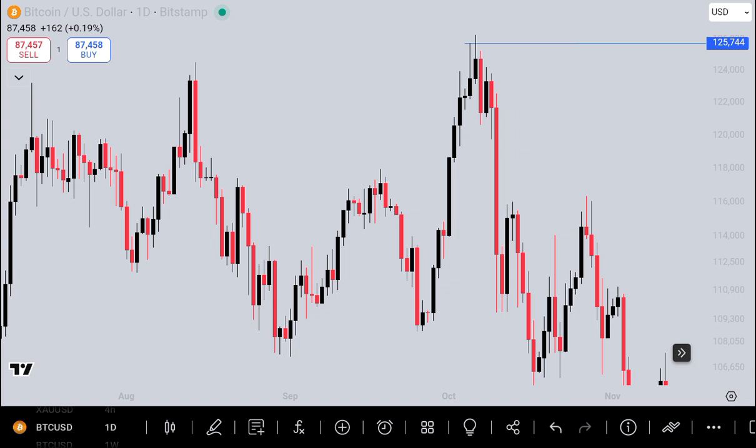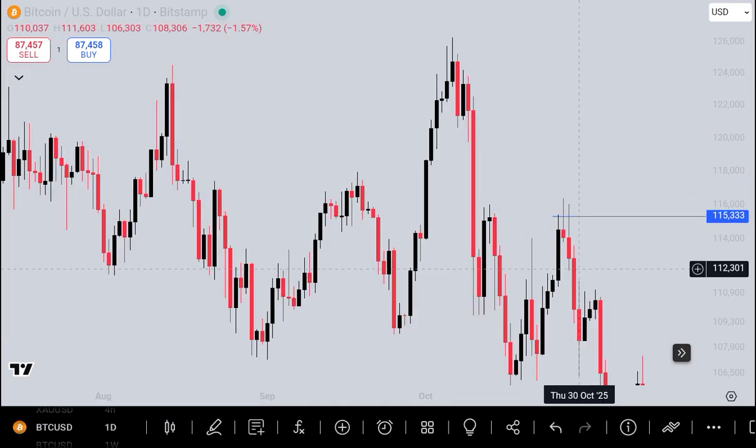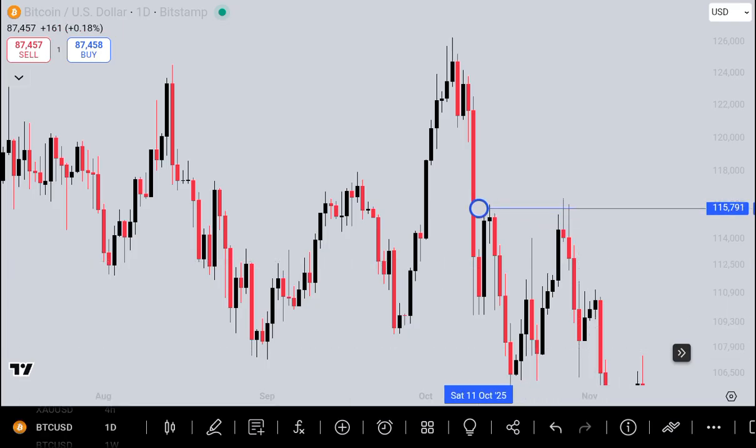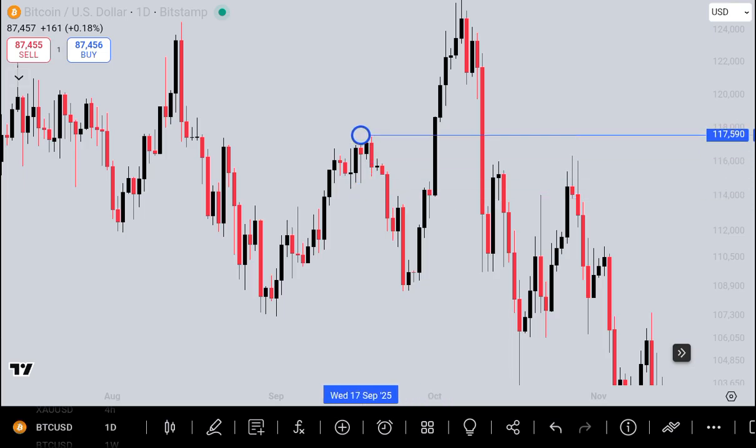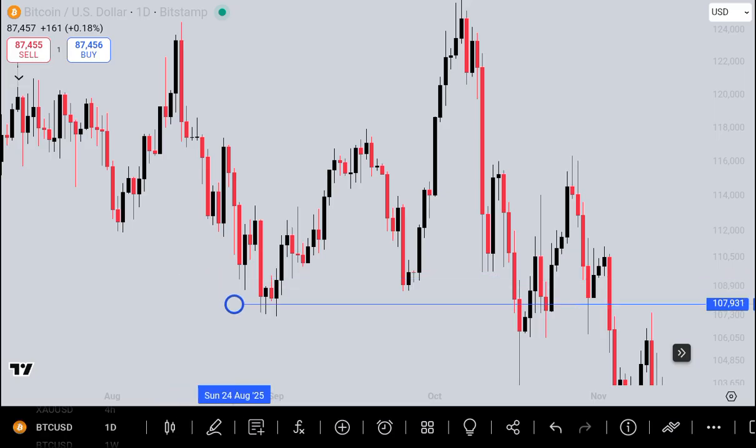All right. So you can see the same thing happen here. You can see the same thing happen here. Price mitigates that high, flushes down. You can see the same thing happening here. Price mitigates the high, flushes down. Let's look at it in the opposite direction. Okay, you can see the same thing happen here. Price mitigates that high, flushes down. You can see the same thing happen here. Price mitigates this low, flushes up.